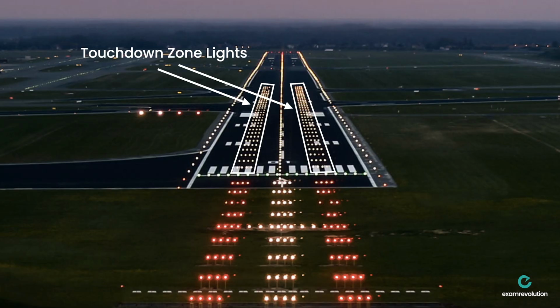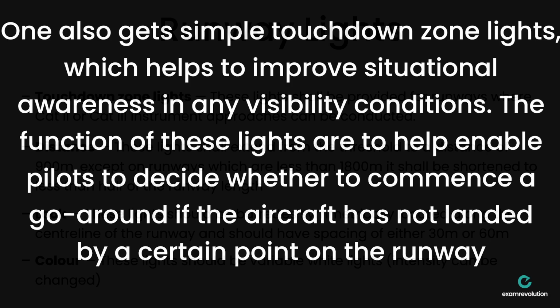So in this case, you can see it definitely is barrettes, because you can see it's a row of 4 lights, right? So it must be a minimum of 3 lights, not spaced further than 1.5 meters apart. You can see in this case it's a row of 4 lights on the right hand side and on the left hand side, and they go up until 900 meters onto the runway from the landing threshold. So those are your touchdown zone lights.